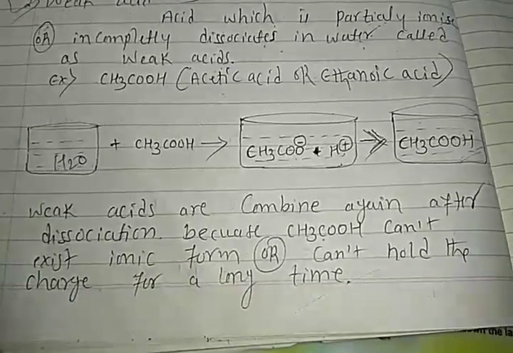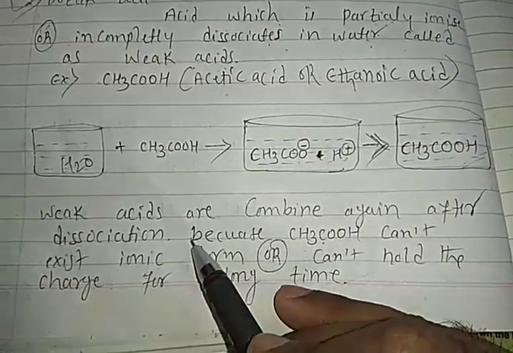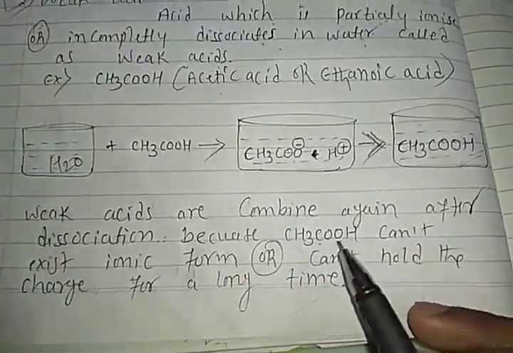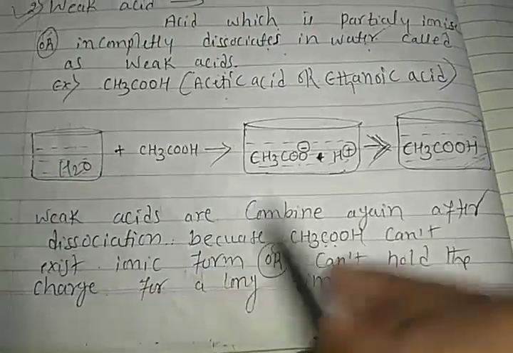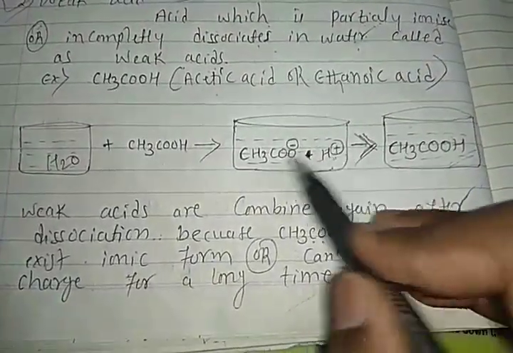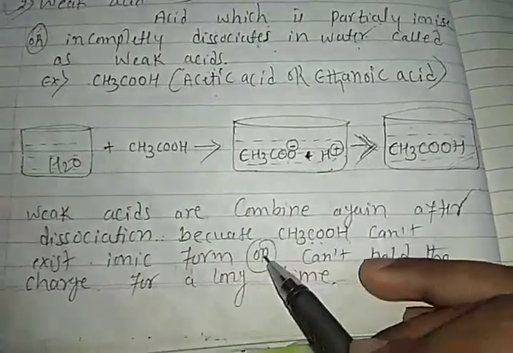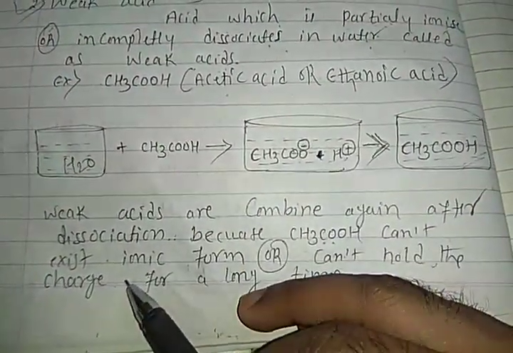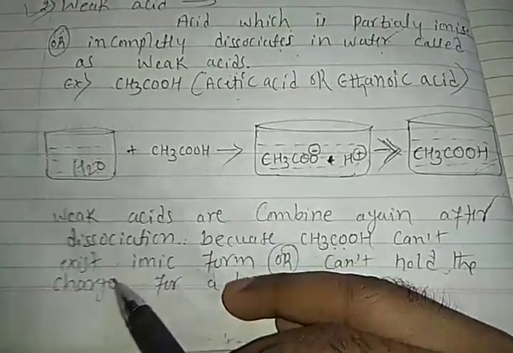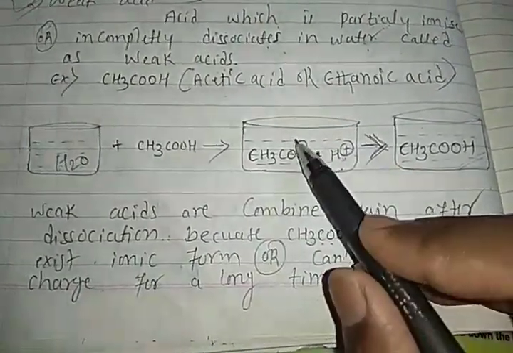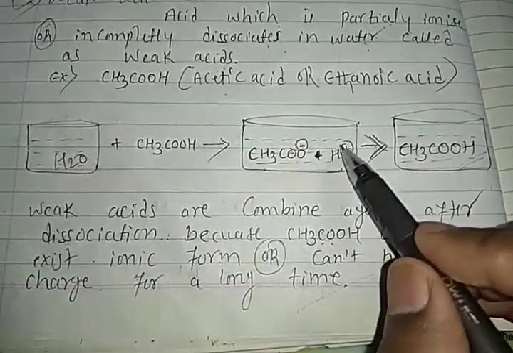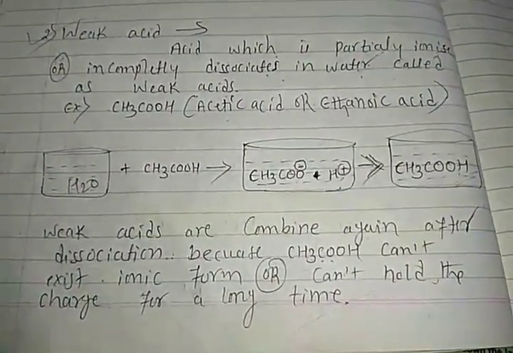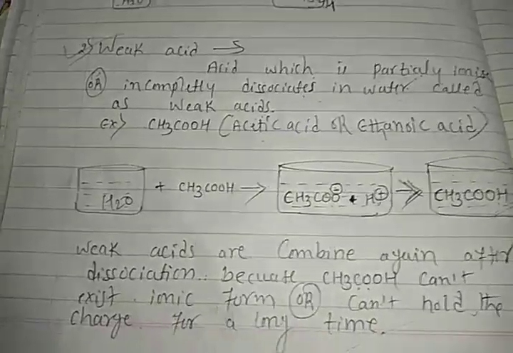When weak acids are added into water, they dissociate. After dissociation, they combine again because CH3COO- cannot exist in ionic form. They cannot hold positive and negative charge for a long time. They attract again to form the same acid. So, students, this is about the weak acid.